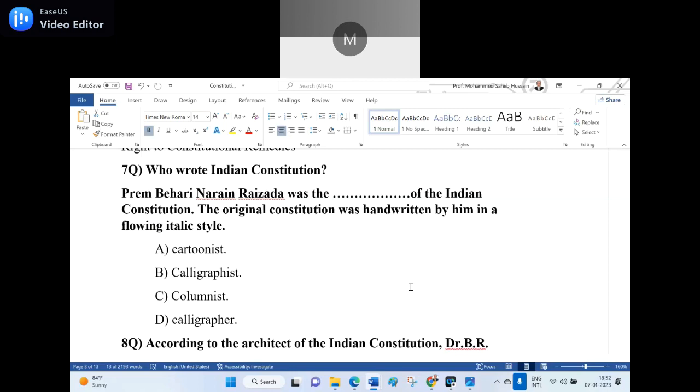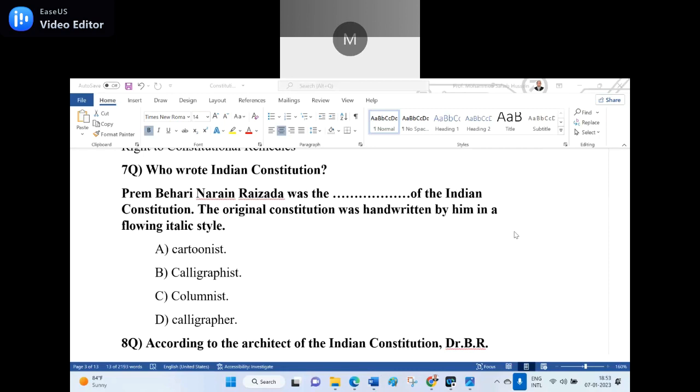Read. The original Constitution was handwritten by him in a flowing italic style. A, cartoonist. B, calligraphist. C, columnist. D, calligrapher. C is the right answer, sir. Read the total. Prem Bihari Narayan Raizada was the dash of the Indian Constitution. The original Constitution was handwritten by him in flowing italic style. As I read the total means answer, read the total.